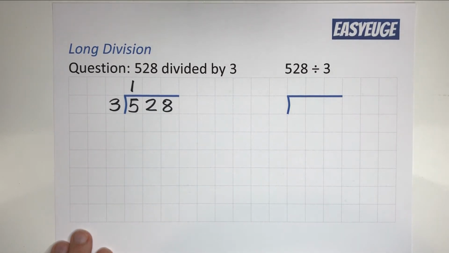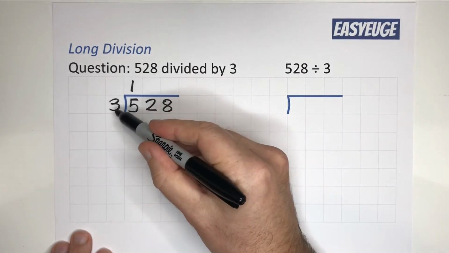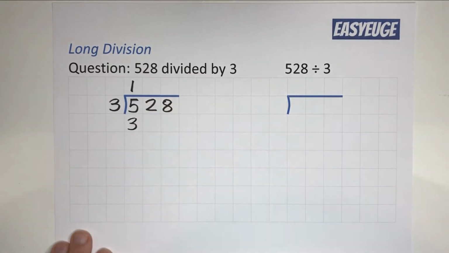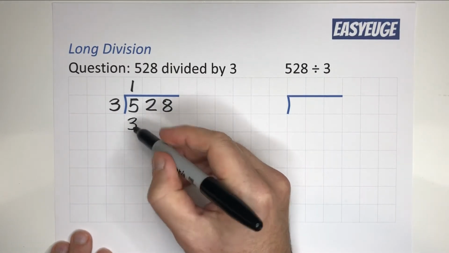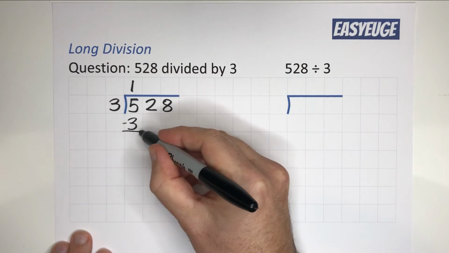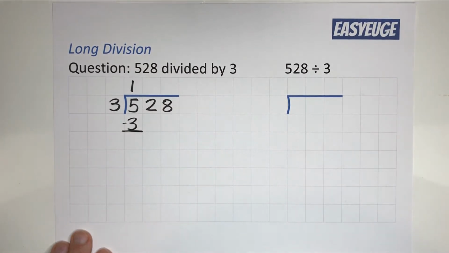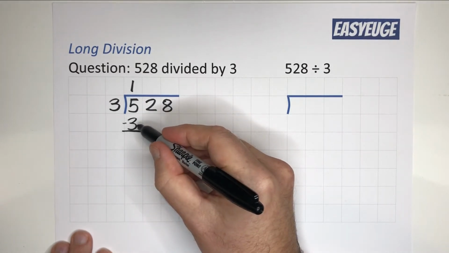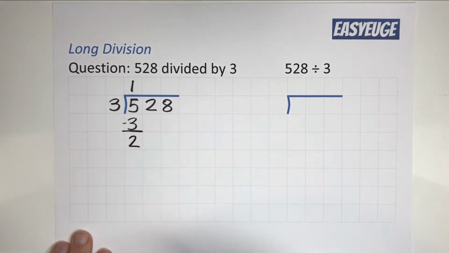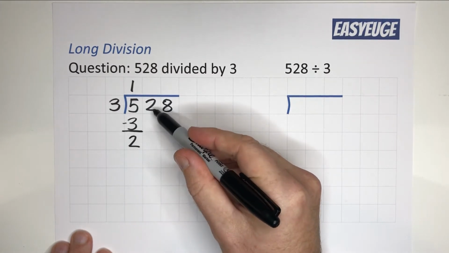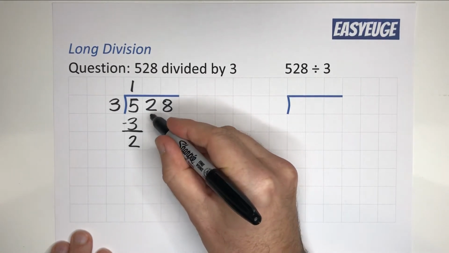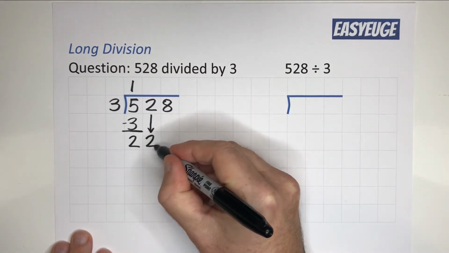So how do we deal with this? 1 3 is 3. And when we do our check, we'll subtract these two numbers. 5 take away 3, and we'll draw our answer line. So I'm working out what is left over. 5 take away 3 is 2. I've got 2 left over. Now the number becomes 22. So I'm going to take this 2 and I'm going to drag it down to here.